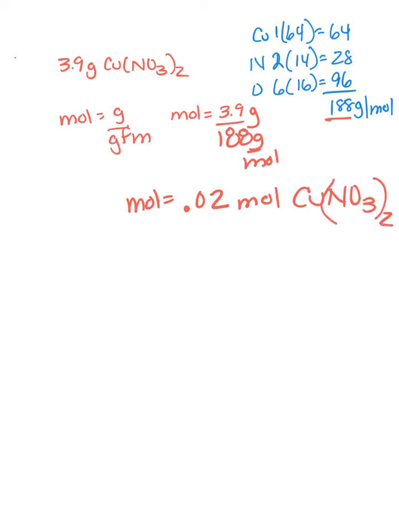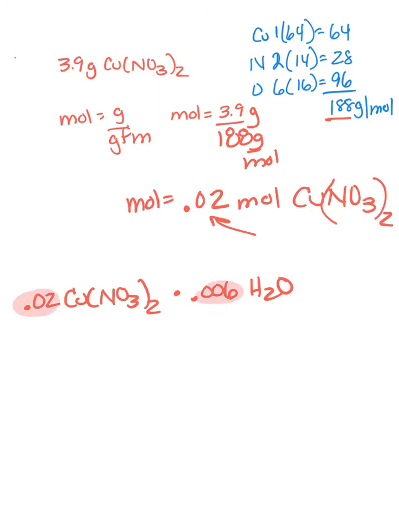Cu(NO3)2. Now, if you think about that, if these mole numbers are the coefficients, I have 0.02 Cu(NO3)2, and I have 0.06 moles of H2O. Well, these two numbers are not whole numbers. So if I take and I divide both of them by the smaller of the two, which happens to be the 0.02, I can make them into whole numbers.